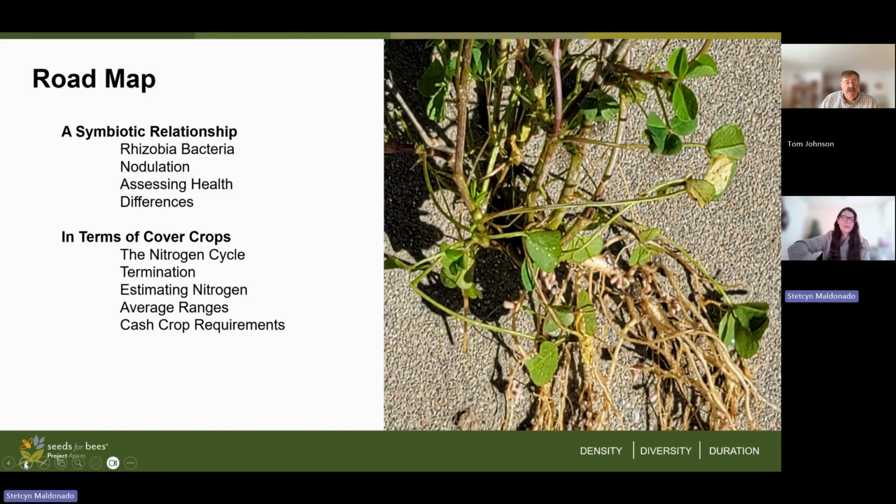So here's our rough roadmap of how the talk's going to go today. I'm going to be going over the relationship between rhizobia and legumes, and then Tom will be taking over when it talks about the cover crop. And over here, I have a picture of a clover that I dug up, and you'll see a number of different legumes presented in this PowerPoint slide. I just wanted to point out that these will change and to notice the differences and the location of where these nodules are forming.